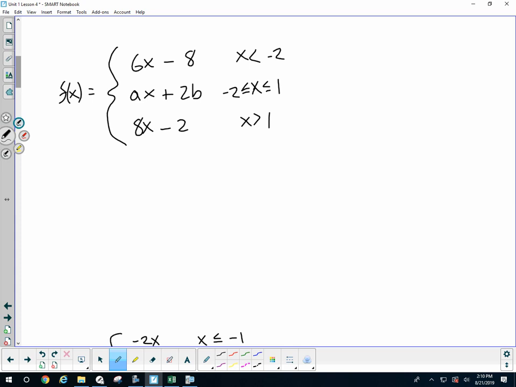Oh, 3 pieces. 2 letters. Okay. Well, just like we did before, make sure the first piece meets up with the second piece at -2, where I leave one and pick up another. Make sure the second piece meets up with the third piece at 1. All right, let's set up some equations.